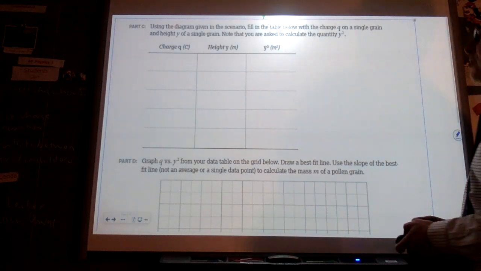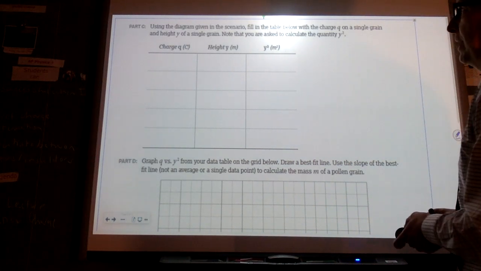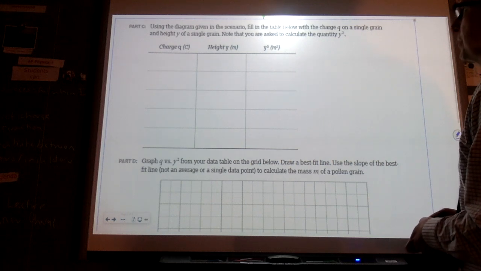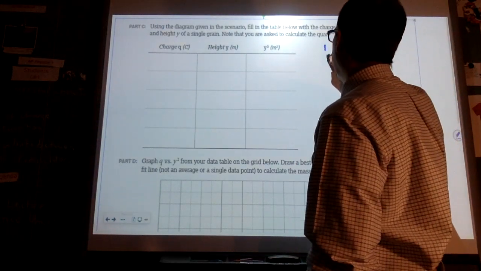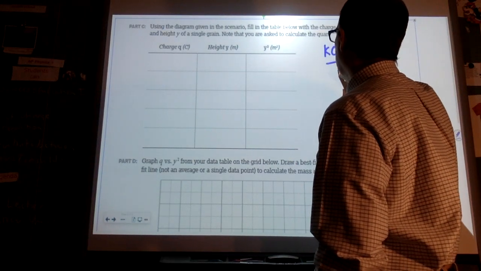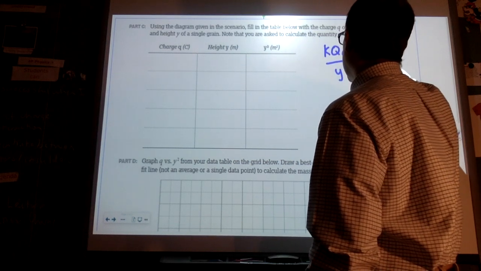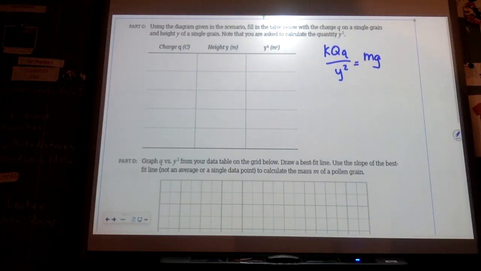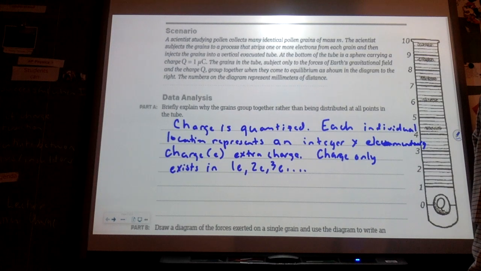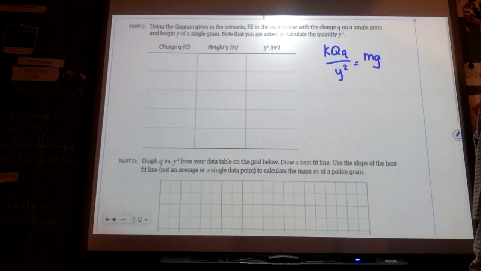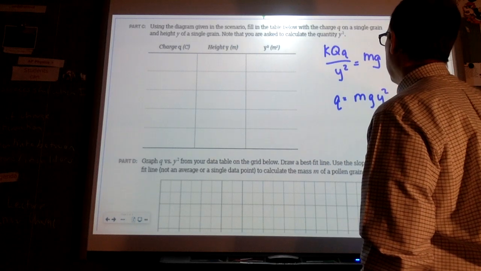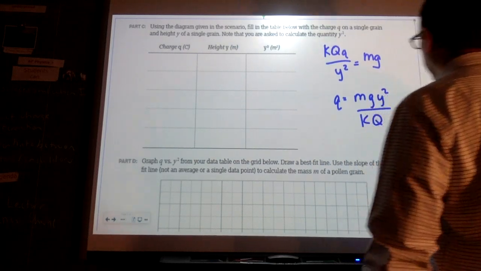Using the diagram given in the scenario, fill in the table below with the charge q on a single grain and a height y of a single grain. Note that you are asked to calculate y squared. So we have k, Q, q over y squared is equal to mg. Okay, so I'm going to get q by itself, so I can get that value. And that's going to be equal to mg y squared over kQ.